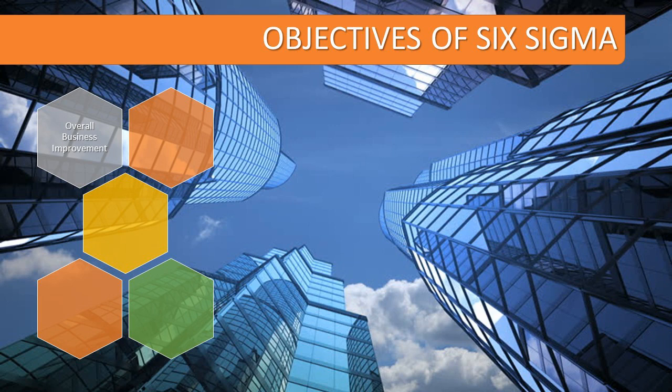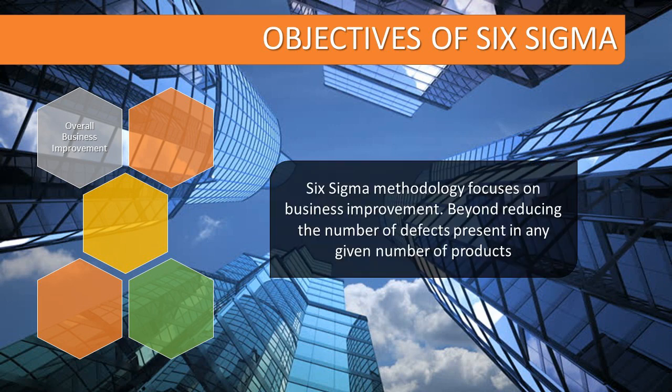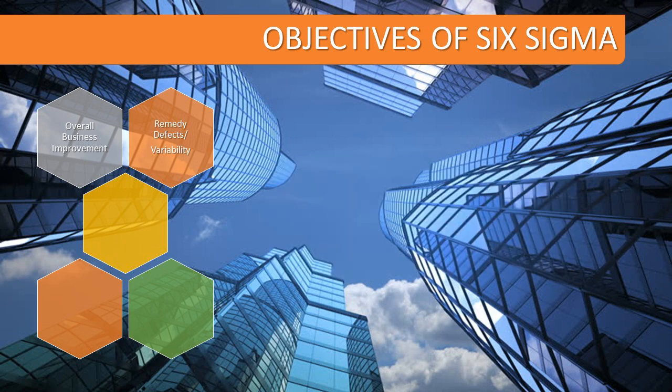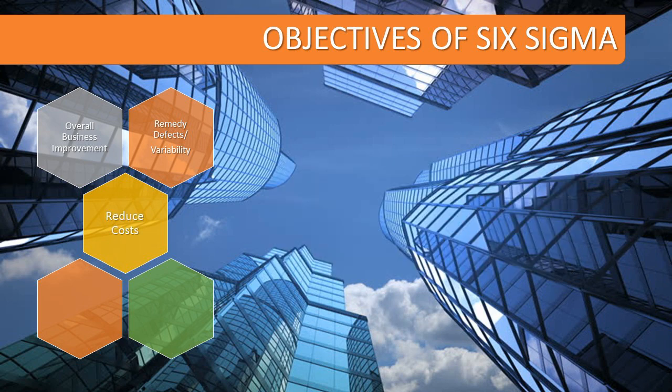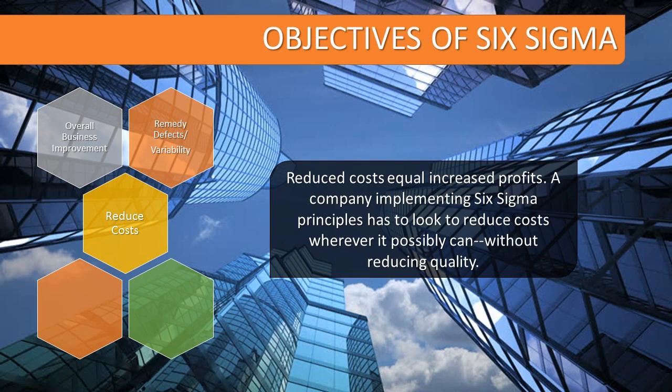When we say overall business improvement, this means Six Sigma methodology focuses on business improvement beyond reducing the number of defects present in any given number of products, while remedy defects variability means any business seeking improved numbers must reduce the number of defective products or services it produces. As we all know, defective products can harm customer satisfaction level. And for reduced cost, a company implementing Six Sigma principles has to look to reduce cost wherever it possibly can without reducing quality. Reducing cost means increasing profits.